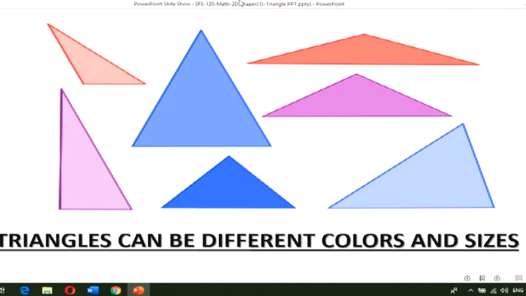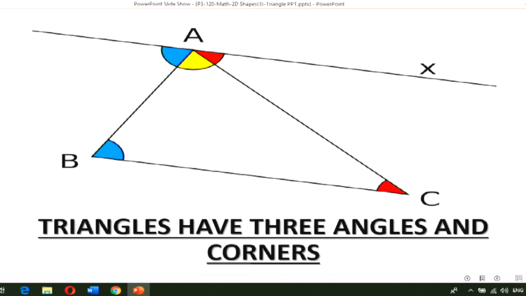How many corners does a triangle have? 3. Okay? The word tri actually means 3. So if ever you hear a shape that says tri, it means 3 of everything. Triangle is 3 sides and 3 corners. You see, triangles have 3 angles and corners. Whatever the shape of the triangle, it always must have 3 straight sides and 3 corners, which are the same as angles.